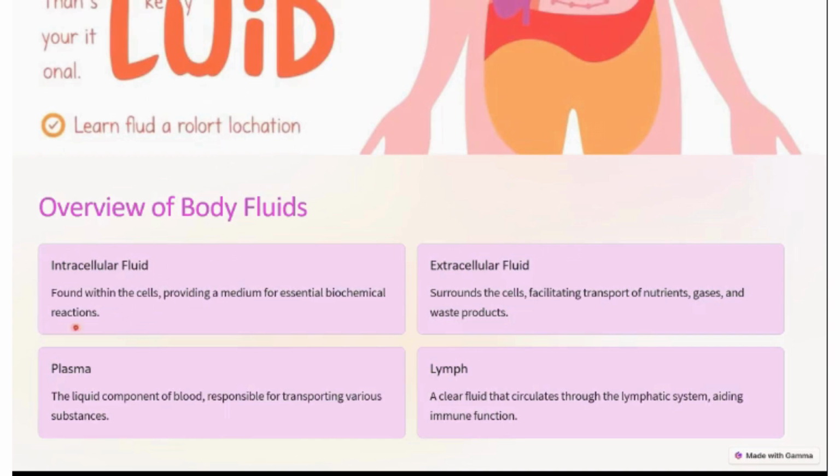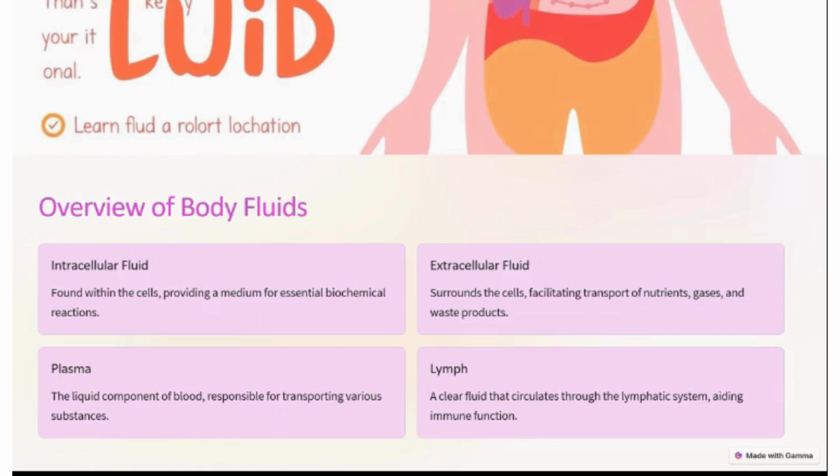Intracellular fluid is found within the cells, providing a medium for essential biochemical reactions. Extracellular fluid, on the other hand, surrounds the cell, facilitating transport of nutrients, gases, and waste products. Plasma is the liquid component of blood responsible for transporting various substances. And the lymph is a clear fluid that circulates through the lymphatic system, aiding immune function.